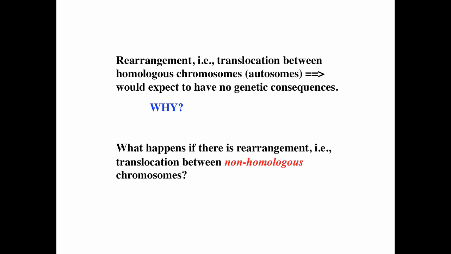Rearrangement or translocation between homologous chromosomes and the autosomes generally may have no genetic consequences. You might ask, why is that the case? It's because you're exchanging material on the same homologous chromosomes. But what would happen if there's a rearrangement between non-homologous chromosomes?